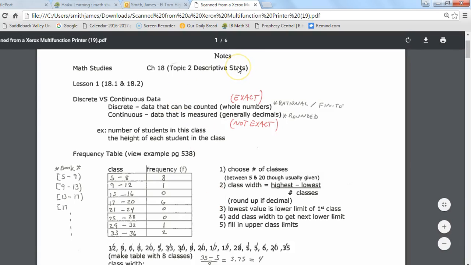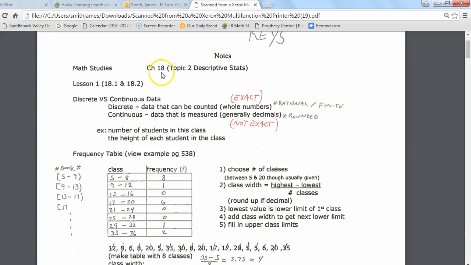All right, getting into our Chapter 19 notes. I know this says Chapter 18, but when you print these out, your notes will say Chapter 19. Our old book had the same chapter, but it was 18, and now it's been updated to 19. So Chapter 19, Lesson 1.